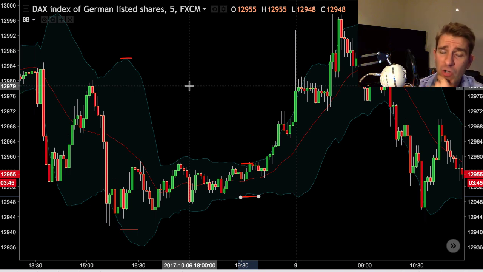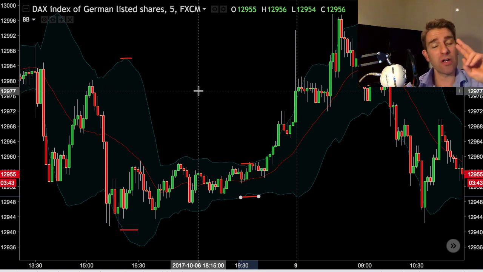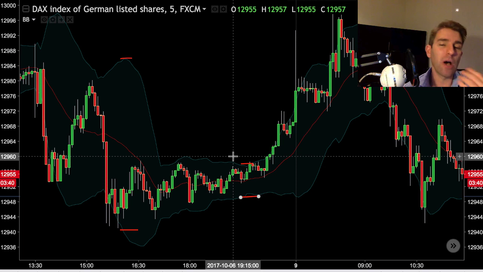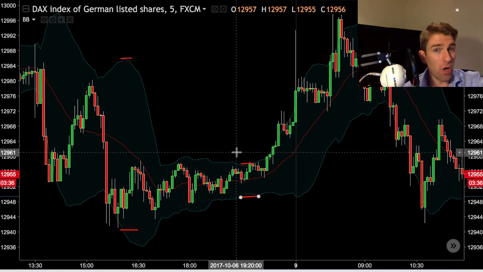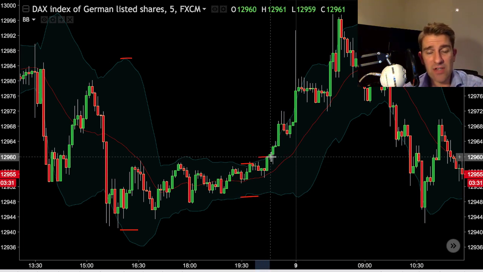Now, criteria 1: Bollinger Bands must be tight. Criteria 2: price must close above or start breaking above the upper Bollinger if you're going long, or break below the lower Bollinger if you're going short. So we get it here, it fires off here.